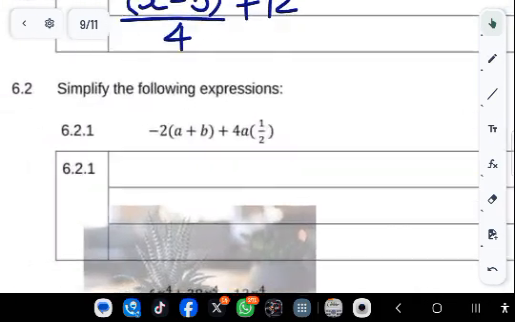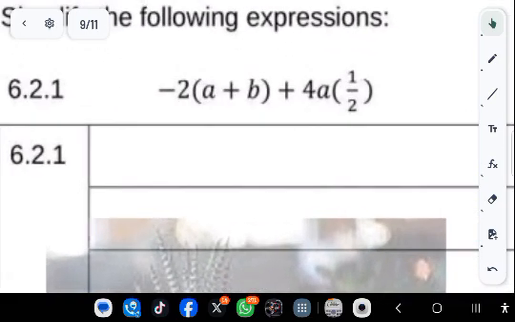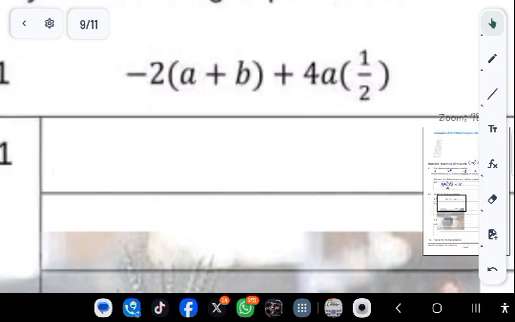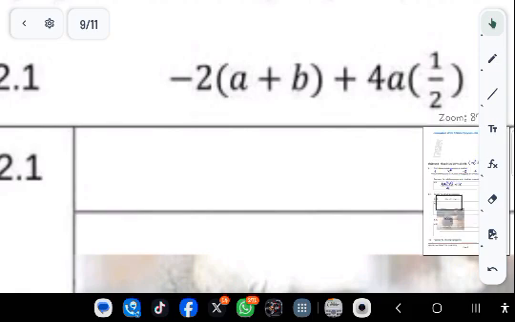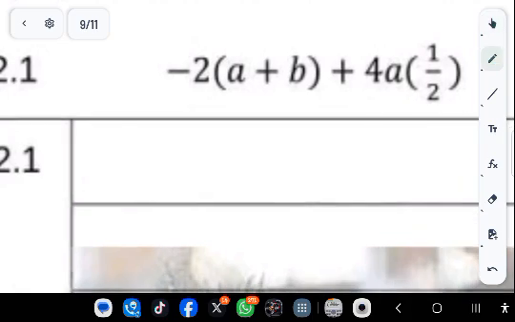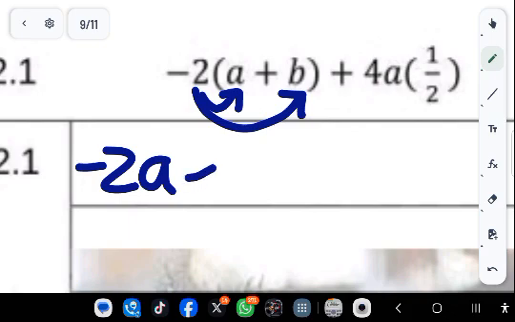Simplify the following expressions. That's 6.2. So what we do is we multiply out. When we simplify, we must multiply out, add like terms and all that. So now we multiply out this. When we multiply out a monomial by a binomial, we must first multiply by the first term and then the outside by each one of the terms inside. So that will be negative 2a. Negative 2 times b, that will be negative 2b.